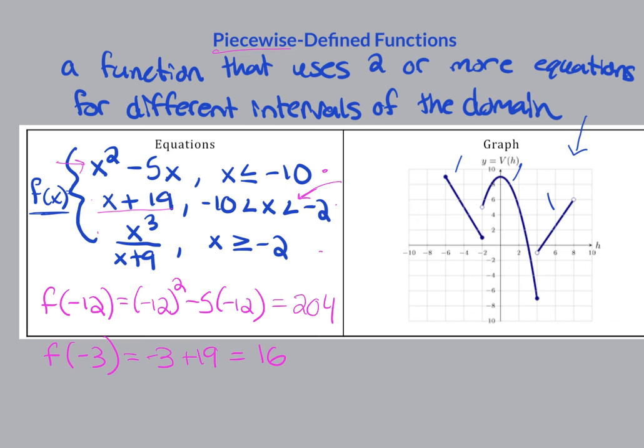And then the last one, let's find f of negative 2. So where is negative 2? Well, here's a negative 2 and here's a negative 2. But this one is only values less than negative 2, where this one is greater than or equal to negative 2. So I have to use the third one for negative 2. So I've got negative 2 to the third power over negative 2 plus 9, which equals negative 8/7.